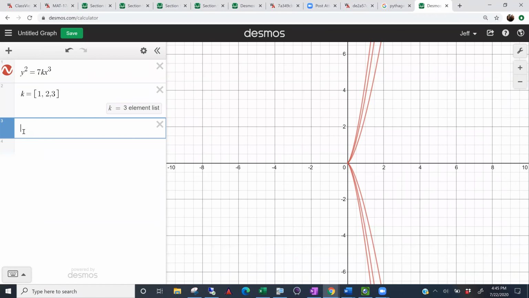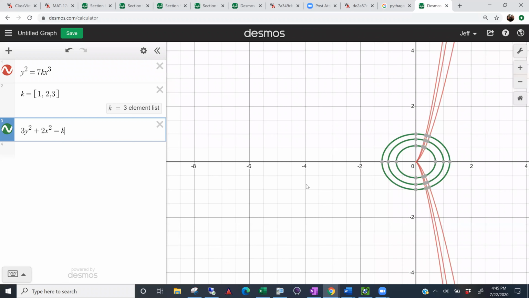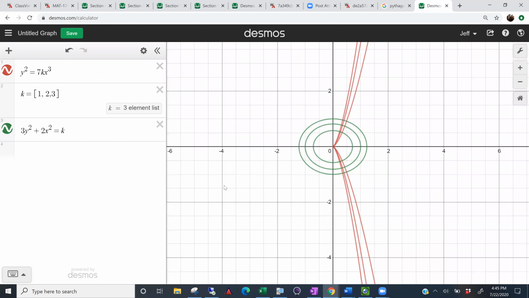Let's see, 3y squared plus 2x squared equals, okay, there you go. So graph kind of a family of these things by plugging in that k.